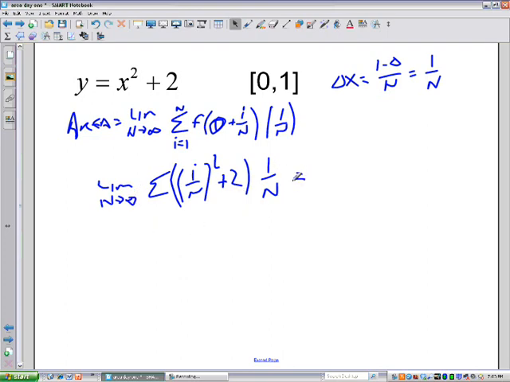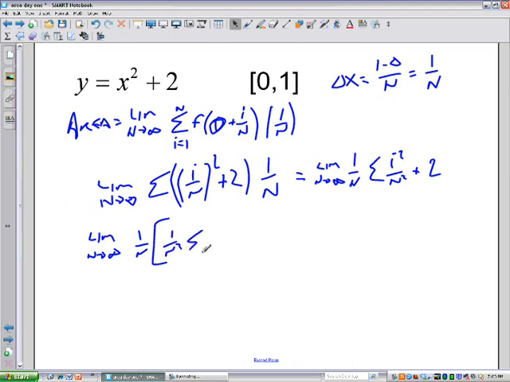Okay, so now we've got to go a little further. The 1 over n is just sort of a constant, so we're going to pull that out in front. So we're looking at the limit as n approaches infinity of 1 over n times the sum of i squared over n squared plus 2. Okay? So let's break that into a couple of pieces. The limit as n approaches infinity of 1 over n times 1 over n squared times the sum of the i squareds.